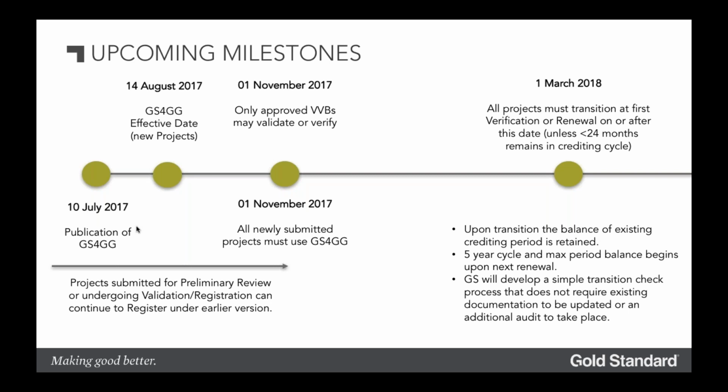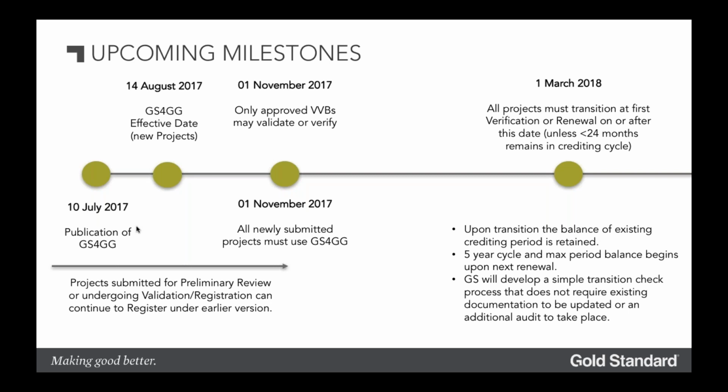The next important date is the 1st of November. Anything that is in the gold standard process, i.e. has been submitted for PFA or is listed or is undergoing validation, is registered, has verified several times, anything that's in the gold standard process under version 2.2 or earlier can continue to register under that version if it's submitted before the 1st of November 2017.